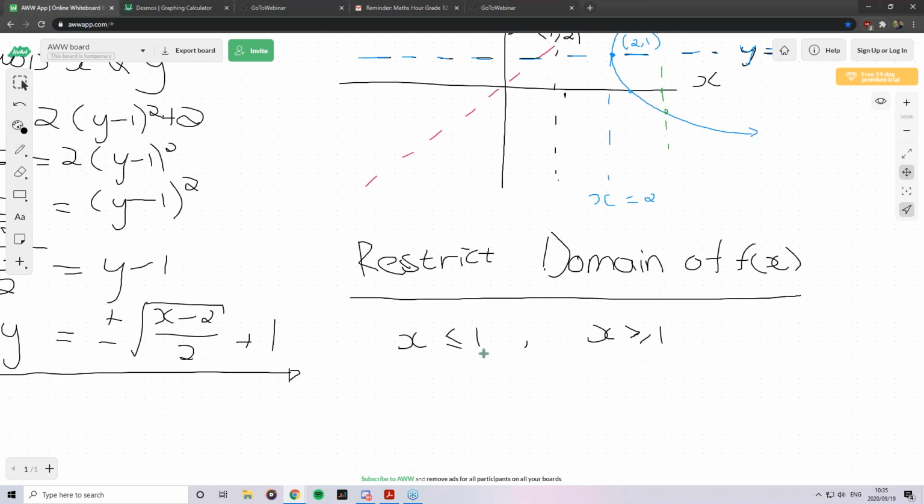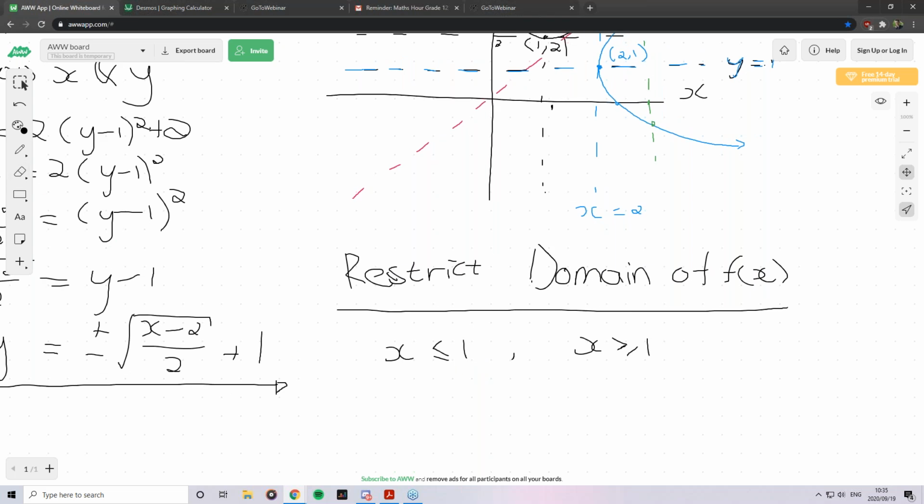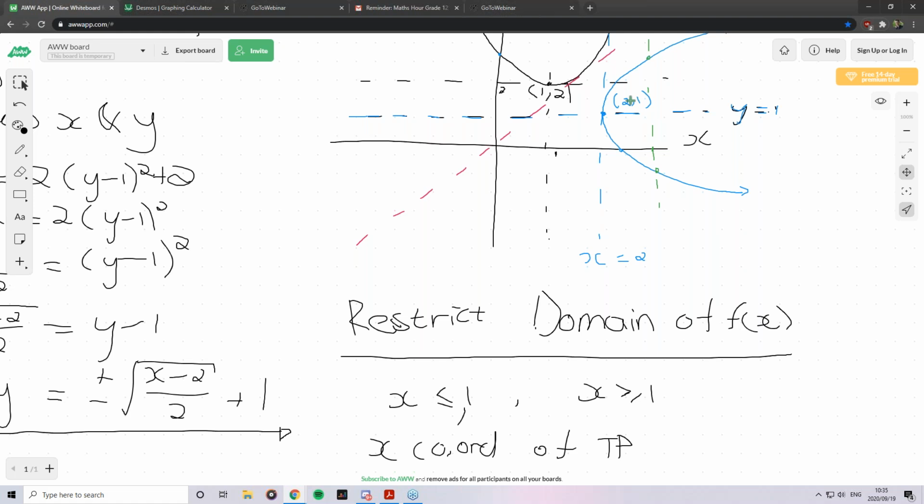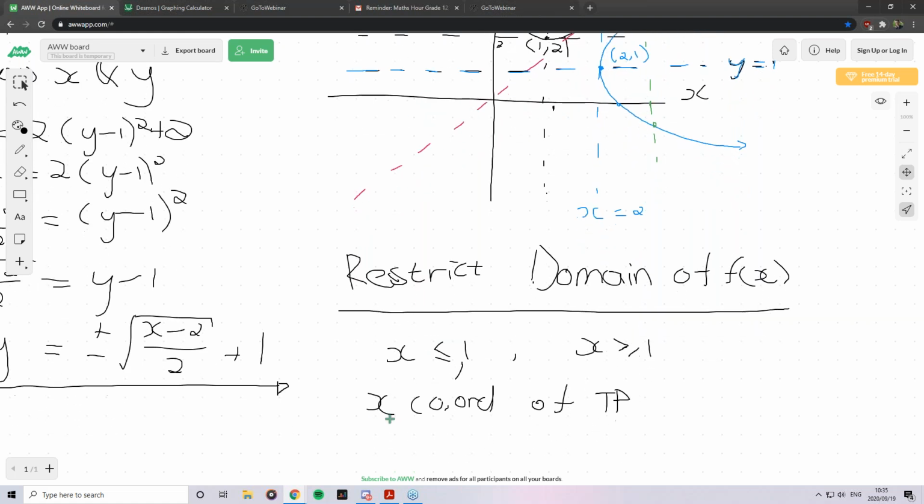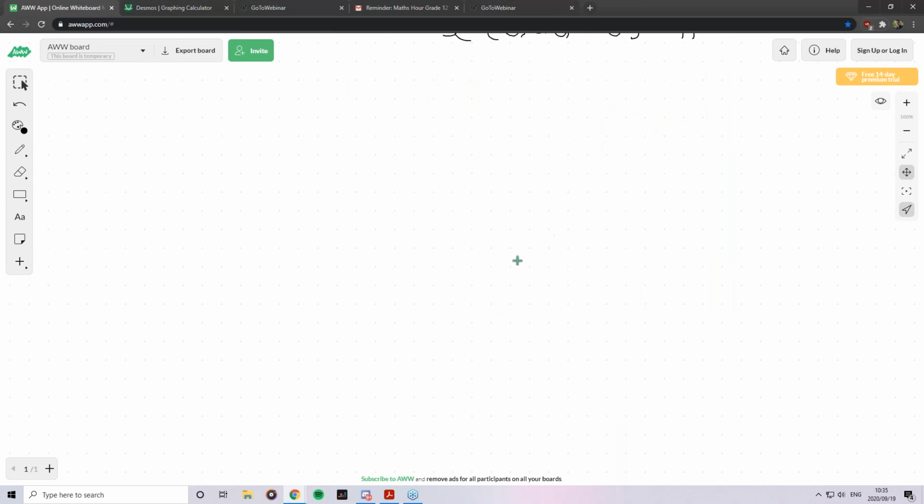The reason I choose 1 is obviously this is the x coord of your turning point. So in a test, if they say, for what value of x do I restrict the graph so that the inverse exists, you just say x greater than the x coordinate of the turning point of the original graph. Now, before we carry on to the next section, I'd like us to all do a question together.